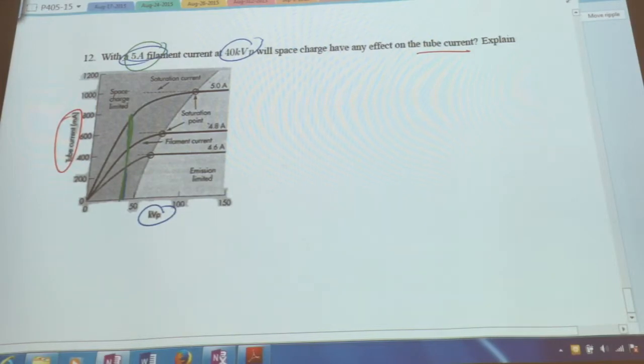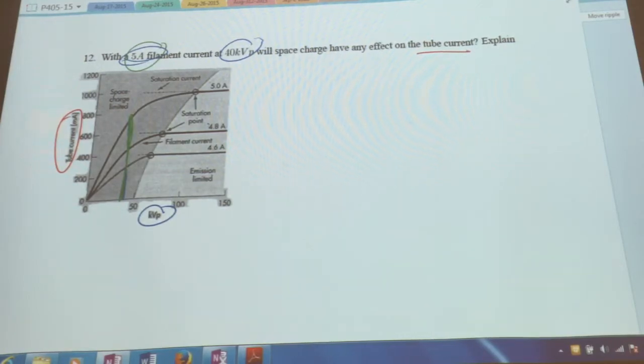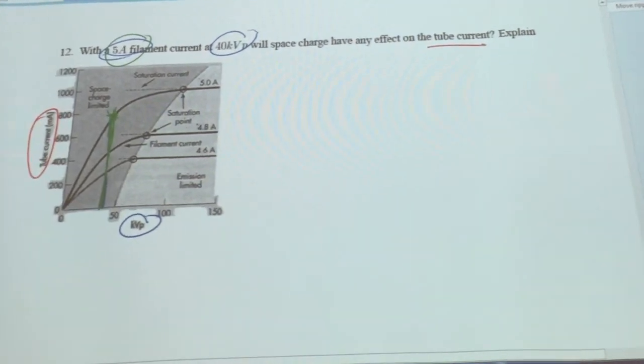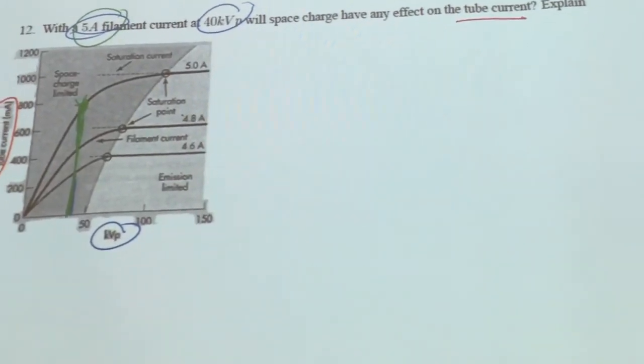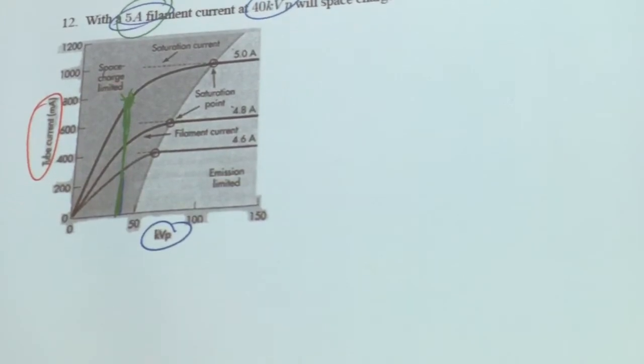Will space charge have any effect on the tube current? Explain. Well, if you just went by which region it's in, you could hardly go wrong, right? I would say the space charge will not have any effect yet. Do we agree on the point? We're right here, right? Is that in the space charge limited or emission limited? Space charge. So space charge should probably have an effect. So yes, would get you some points.